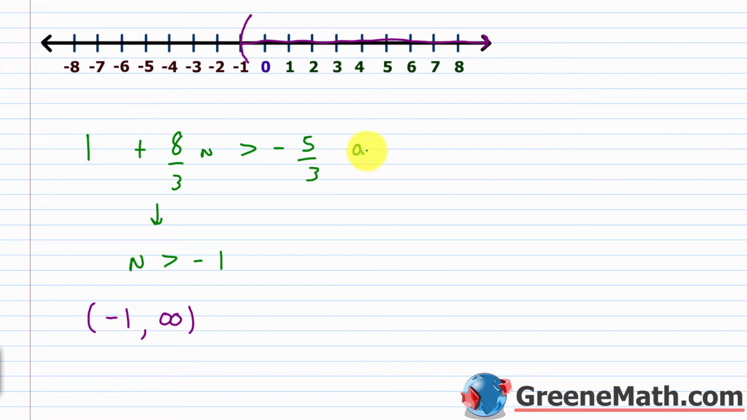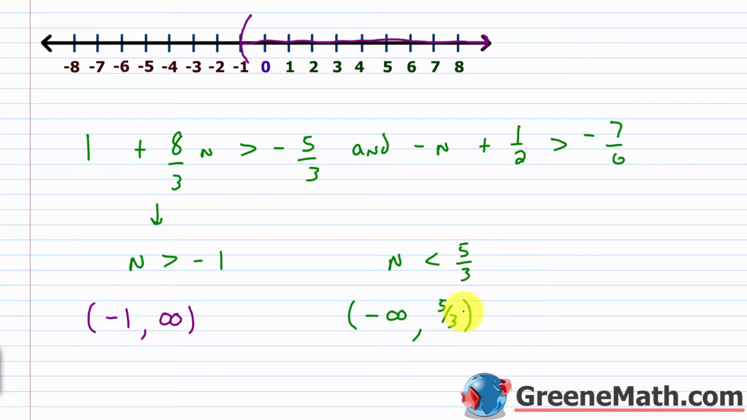Now I'm going to add something to this. I have "and." So we're connecting this. We have negative n plus 1/2 is greater than negative 7/6. We found that the solution for this was n is less than 5/3. So in interval notation, that looks like this. You have negative infinity next to a parenthesis, comma, you'll have 5/3, and that'll be next to a parenthesis as well because it's not included.